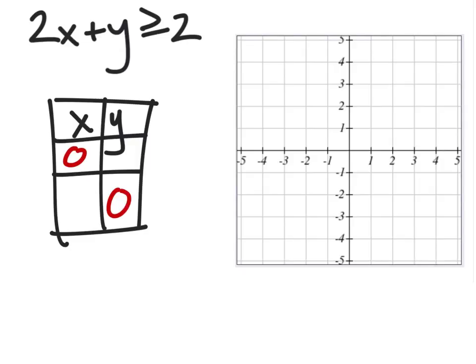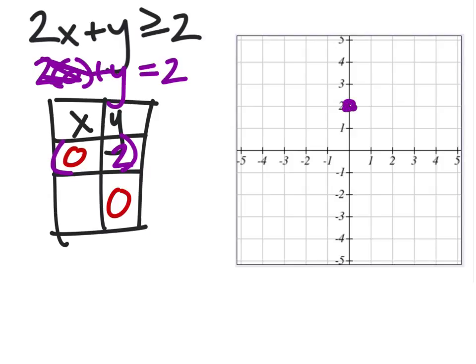So if x is 0, then I have 2 times 0 plus y should equal 2. This is for the line, so we're looking for equality. This just cancels out, and we get y is 2. So that's our first point, 0, 2, right here. And we only really need 2 points anyways.